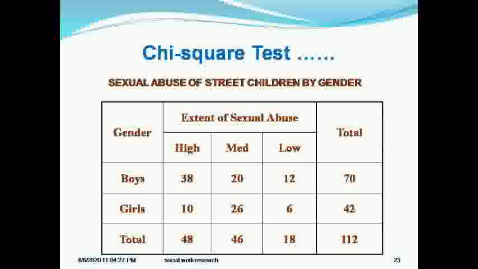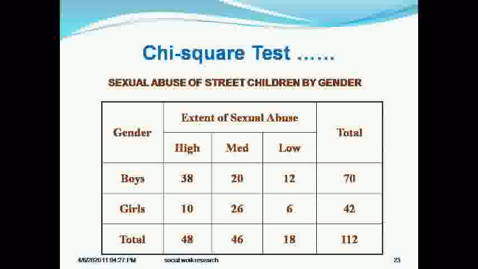So both these variables are rather qualitative. We can say they are in the categorical or nominal and ordinal scale. Gender is nominal scale, boys and girls. Extent of sexual abuse is in the ordinal scale. There are no values in interval scale or ratio scale. Ratio scale is purely numerical variables. Here both of them are rather qualitative variables.